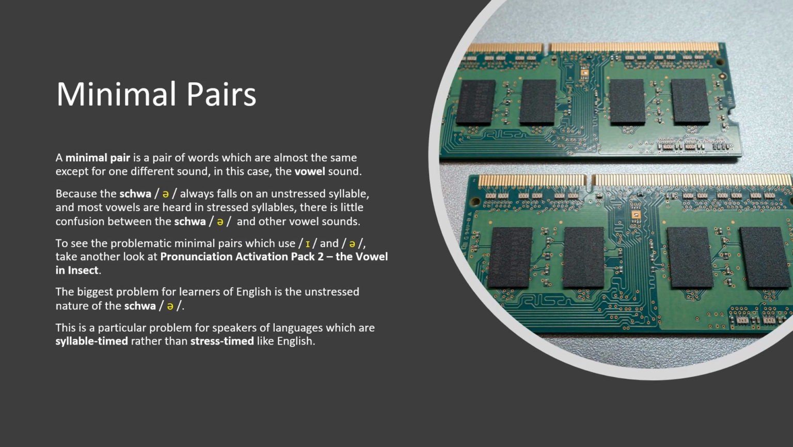Minimal pairs. A minimal pair is a pair of words which are almost the same, except for one different sound, in this case the vowel sound. Because the schwa always falls on an unstressed syllable, and most vowels are heard in stressed syllables, there's little confusion between the schwa and other vowel sounds. To see the problematic minimal pairs which use I and schwa, take another look at Pronunciation Activation Pack 2, the vowel in insect. The biggest problem for learners of English is the unstressed nature of the schwa. This is a particular problem for speakers of languages which are syllable timed rather than stress timed like English.